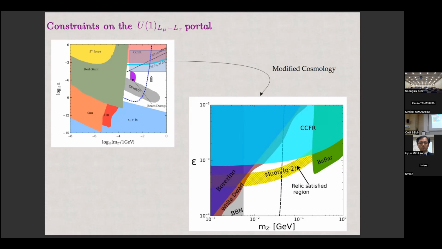So what kind of bound? How do you calculate it? Basically we calculate rho Z prime, and then delta N effective equals 8/7 times (11/4)^(4/3) times rho Z prime over rho gamma. But there's a delta N effective bound, right? Yes, that's it. Okay, so I'll explain.